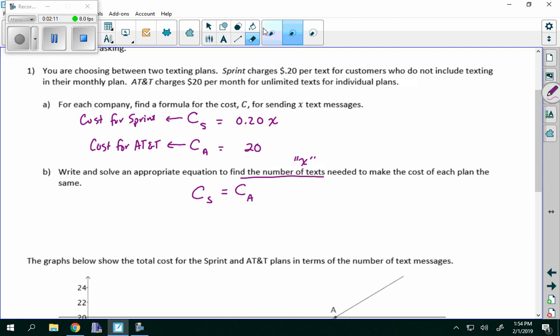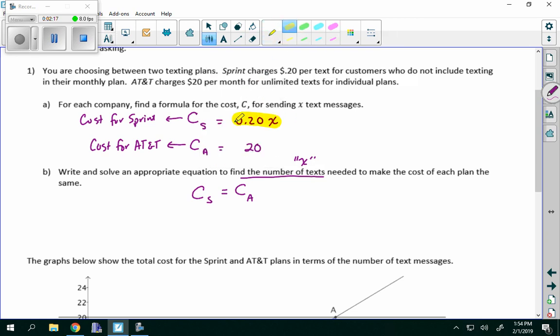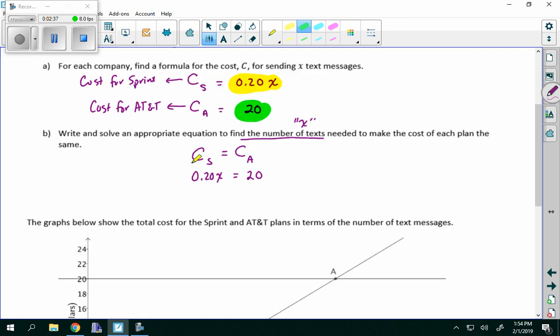Where we see the cost for the Sprint company, we replace C sub S with 0.20X, and where we see the cost for AT&T, we replace it with 20. Now our job is to solve this for X. To get 1X, we divide both sides by 0.20. On this side we get X, and 20 divided by 0.20 is 100.